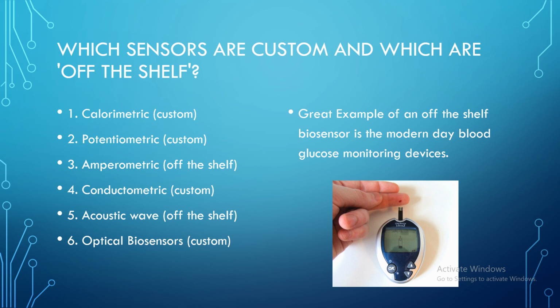Which sensors are custom and which are off the shelf? Calorimetric, potentiometric, conductometric, and optical biosensors are all usually custom, whereas amperometric and acoustic waves are off the shelf. There is a great example of an off-the-shelf biosensor in modern day, which is the blood glucose monitoring device.